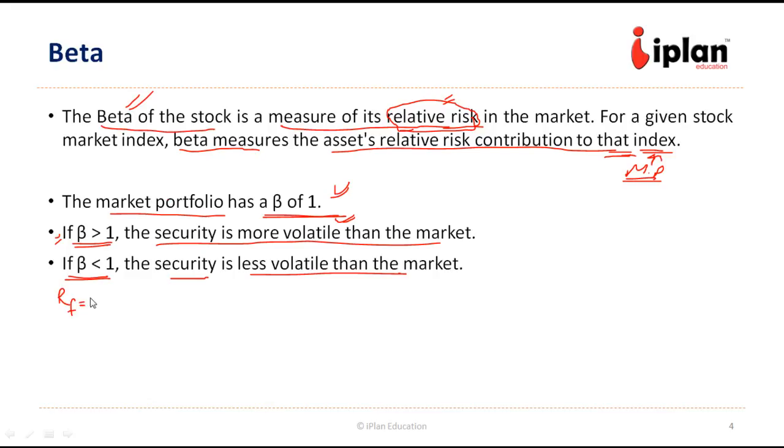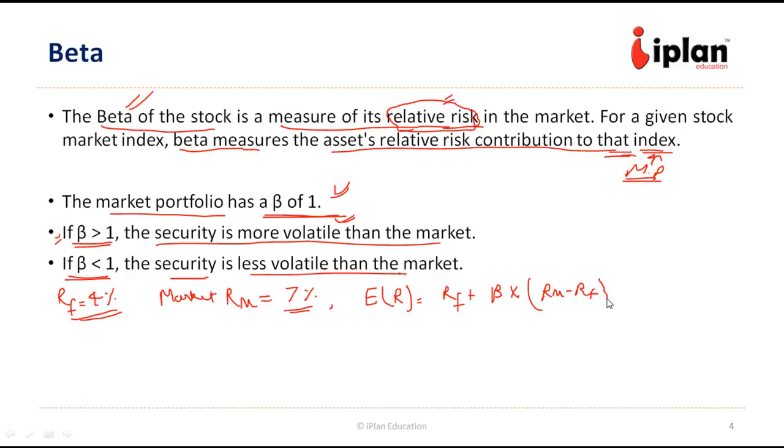Now let us take one example to clarify the issue. Assume that risk-free rate of return is say 4%. The market portfolio gives us a return of say 7%. This is given due to the extra risk associated with the market. Now let us write the formula for capital asset pricing model. It is R_f plus beta into E(R_m) minus R_f, the expected return on market minus risk-free rate, which is market risk premium, into beta.